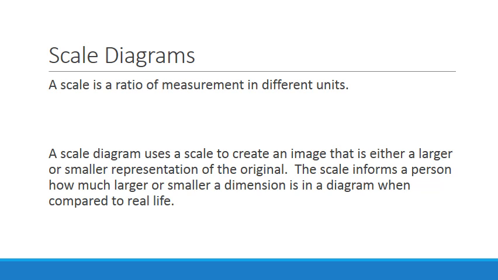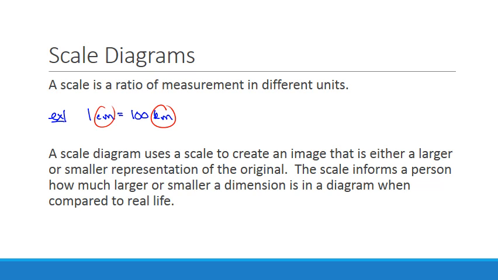A scale is a ratio of measurement in different units. So typically you can see scales on maps. An example might be on a map, let's say 1 centimeter would equal, and I'm just going to totally make this up, 100 kilometers. So you can see that we have different units, and what we're trying to do in this example is take something that's large and shrink it down to a map.